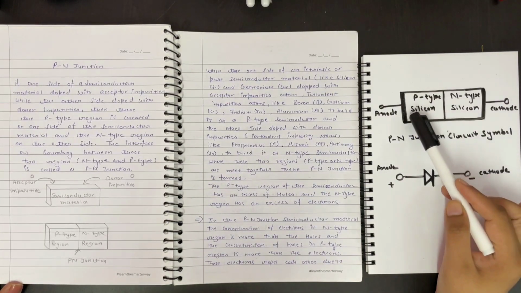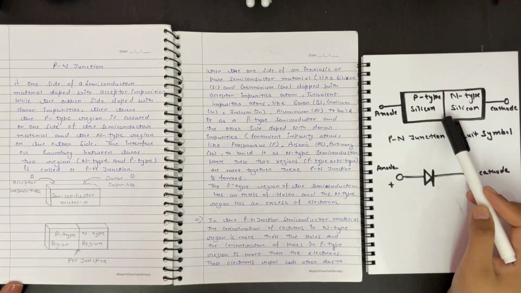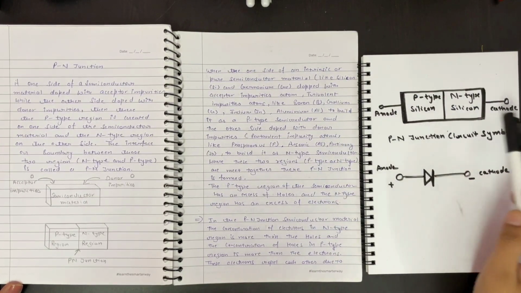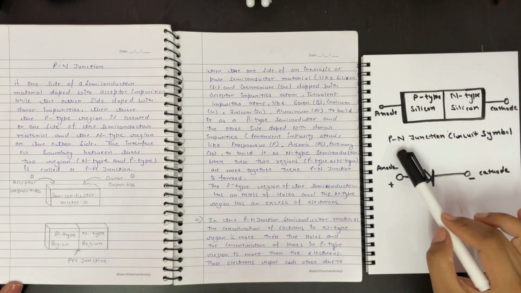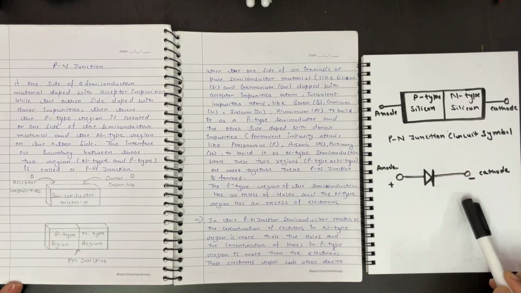So this is the p-type region and this is the n-type region. Where they meet together is the region which is called PN junction, and this is the anode, and this is the cathode. Anode is positive and cathode is negative. So this is the PN junction circuit symbol and this is the PN junction diode symbol.